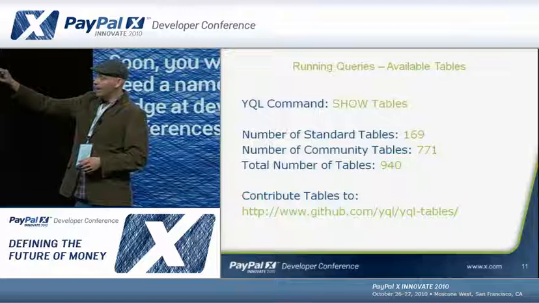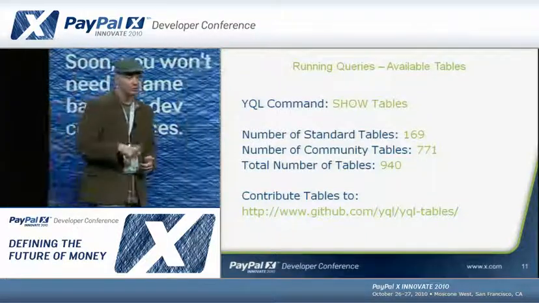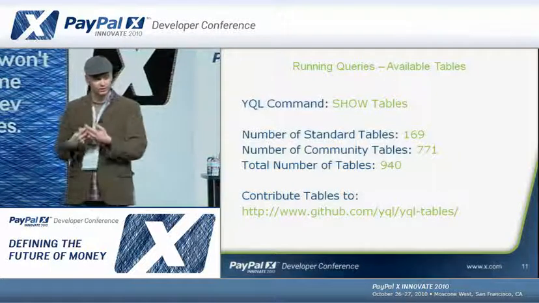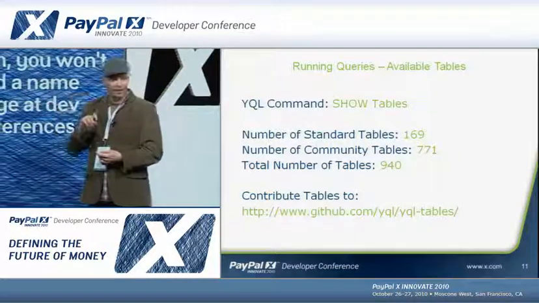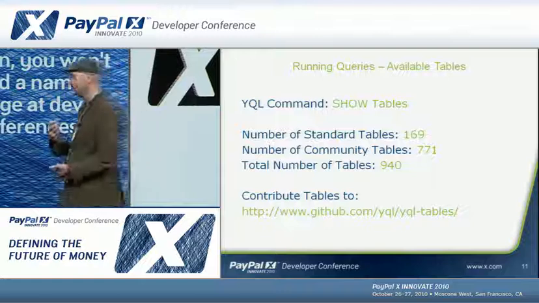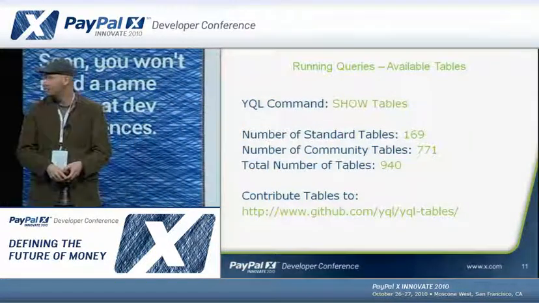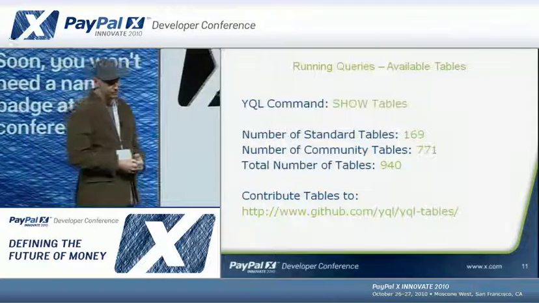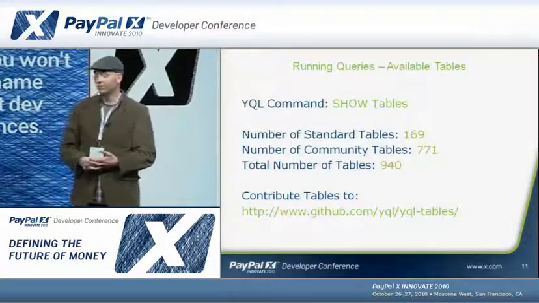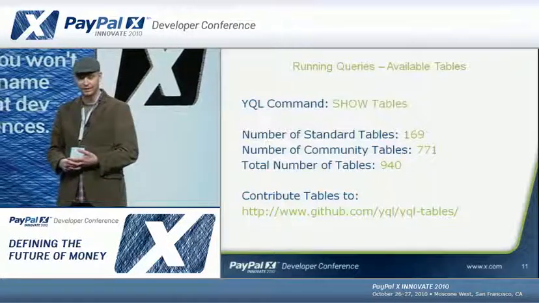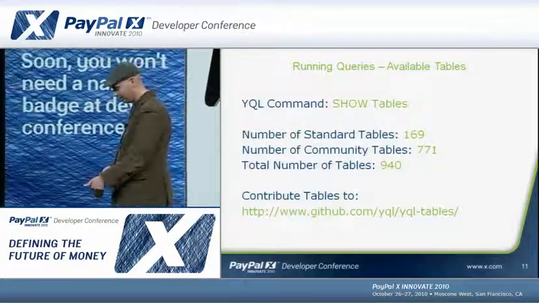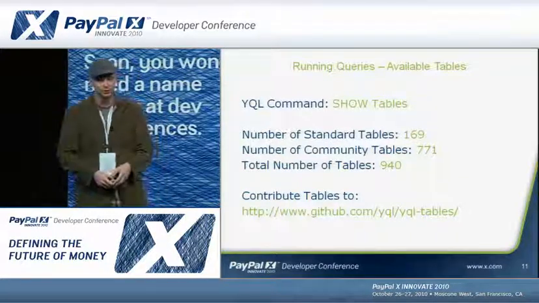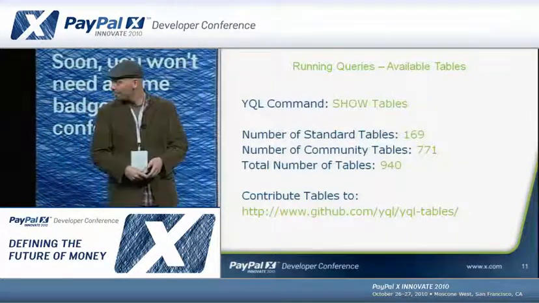So on top of that, we've opened up the system to allow people to contribute back tables, to contribute back data sources from APIs or external data feeds. From that, over the past year and a half that YQL has been around, we've had 771 tables contributed back to the service, giving us a total number of 940 different tables of data, ranging, you saw the table listing along the side. I definitely recommend taking a look through that. It's an easy way to see what we do offer.